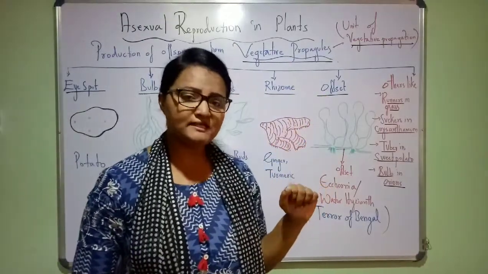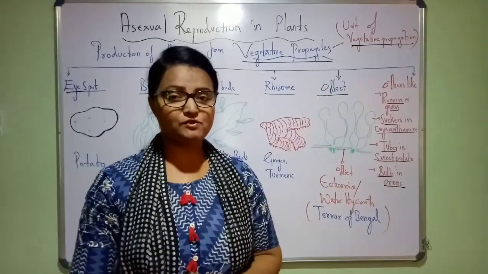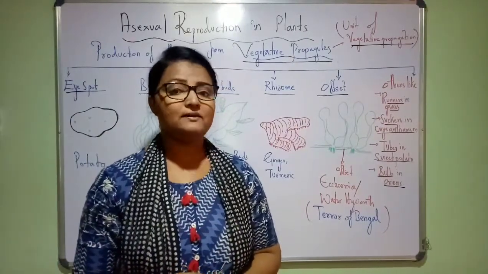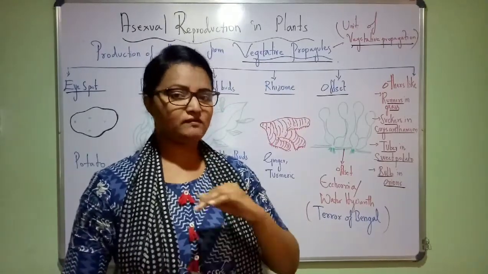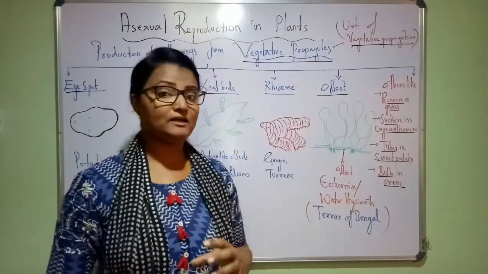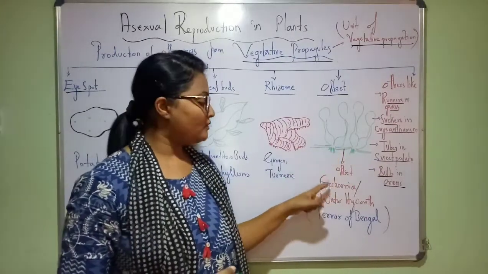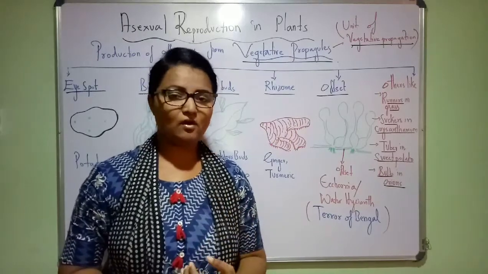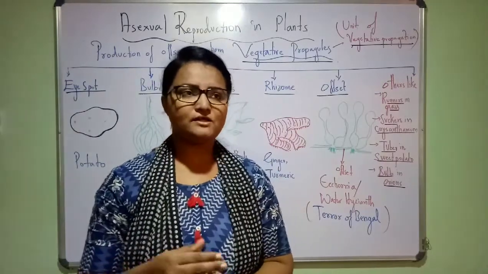Offsets are again a stem modification, which makes the plants float, as they contain mostly parenchyma tissue, so that the plant floats on top of the water. A well-known example is Eichhornia. This is the offset. Eichhornia is also called water hyacinth, or sometimes terror of Bengal. Why is it called terror of Bengal?